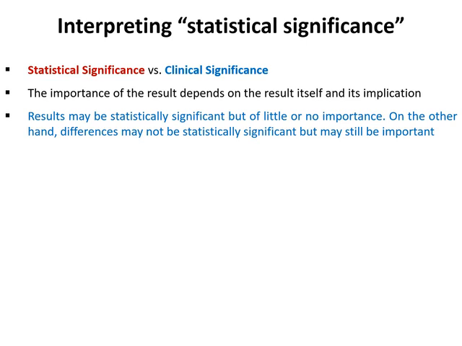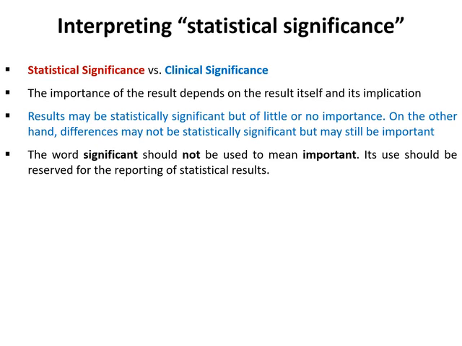So you may find a result that is not statistically significant but is clinically significant because the difference is great or large, but due to a small sample size, these effects cannot be detected statistically. Therefore, always look at the clinical significance more than the statistical significance. The word significant is only related to the statistics and it should not reflect the importance.